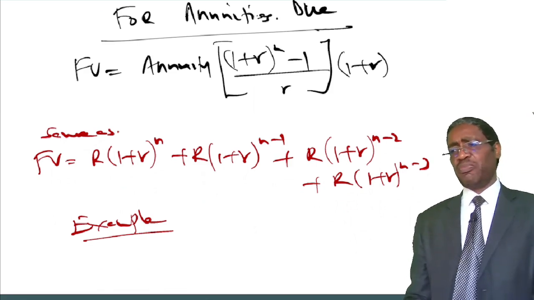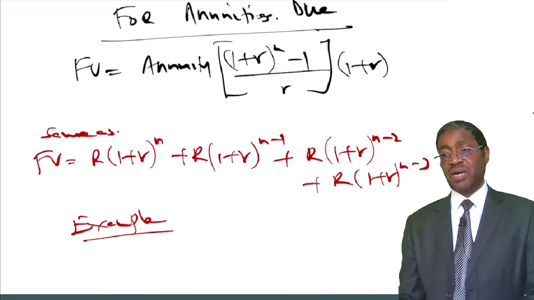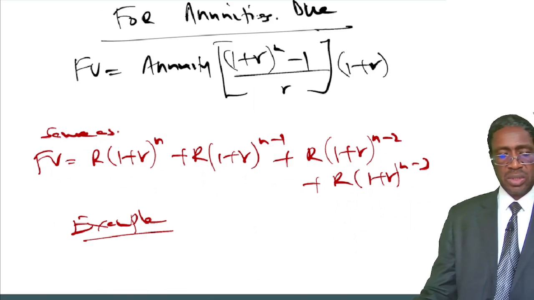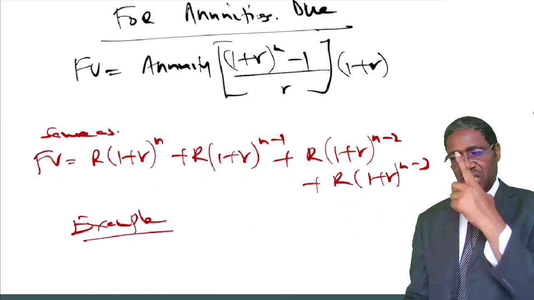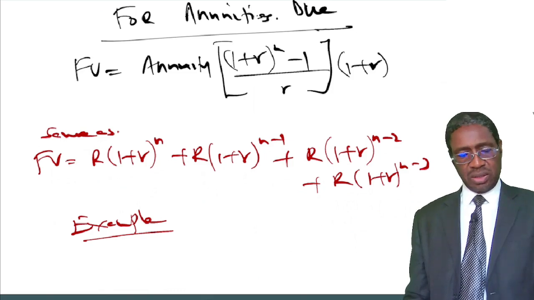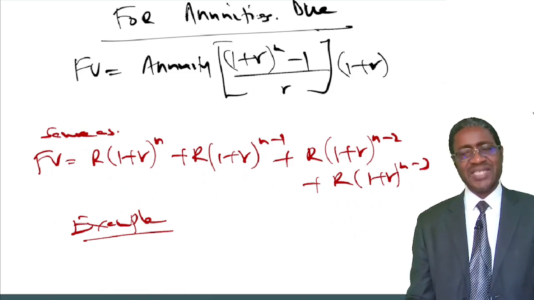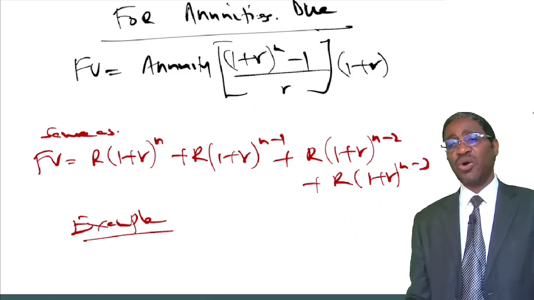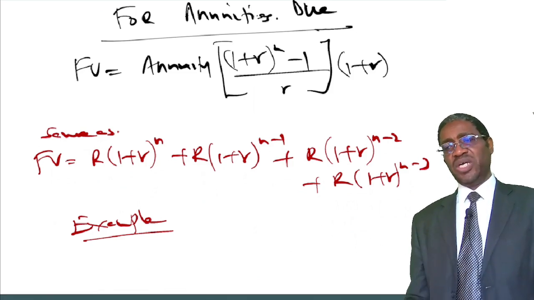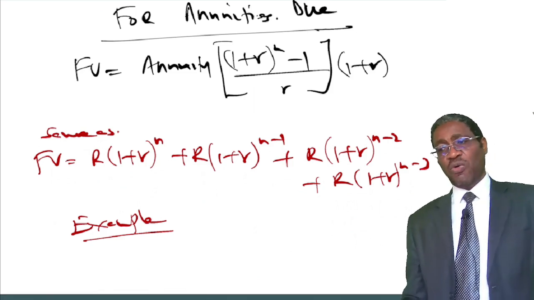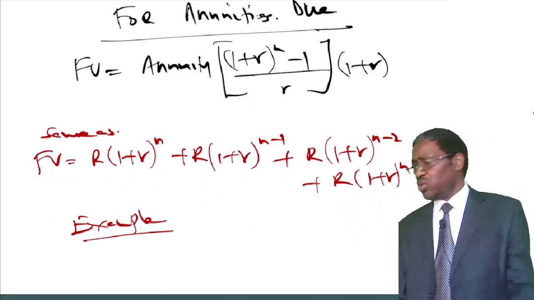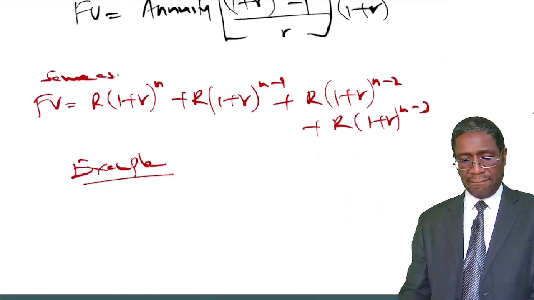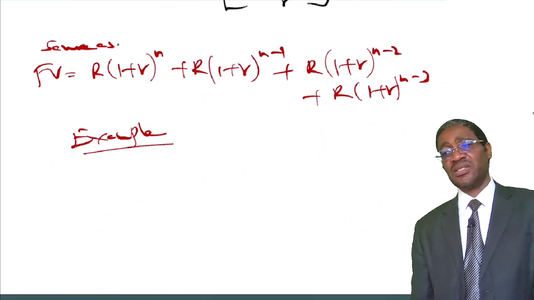Using the previous example, and assuming that shillings 1 million is invested or deposited at the beginning of each year. Shillings 1 million is deposited at the beginning of each year. Let's assume that. Same example.